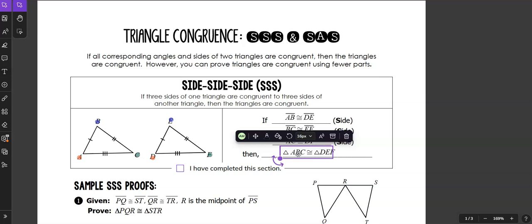You could say BCA and EFD. You could say CAB and FDE. You could say ACB and DFE, as long as they're in the same relative order. When you have finished with this section, please make sure you click that checkbox right there and go ahead and move on to the next section.